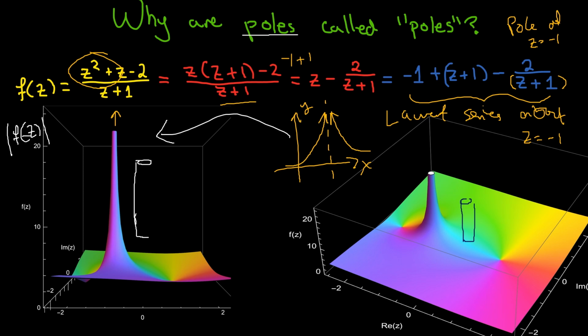It's a big tube. It goes off to infinity, or more formally, you could say the limit as z approaches minus 1 of the absolute value of f of z, the modulus of f of z, is infinity. And so not only is this a nice visual way of understanding this, it is in fact why poles were originally called poles, but it's also a nice way of celebrating the 4th of July.